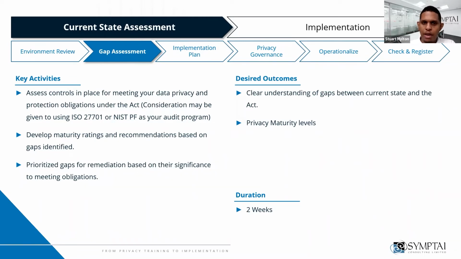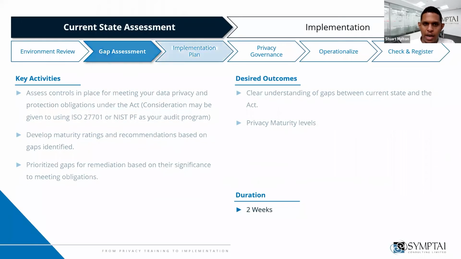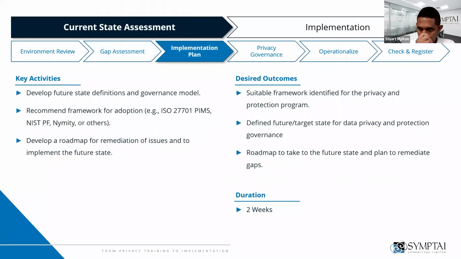And from this, we're going to have, of course, a clear understanding of what our gaps are in the current state, and what our levels of privacy maturity are. And this we can estimate at about 2 weeks. It may take another week or two, depending, again, on how available persons are to meet the requirements.